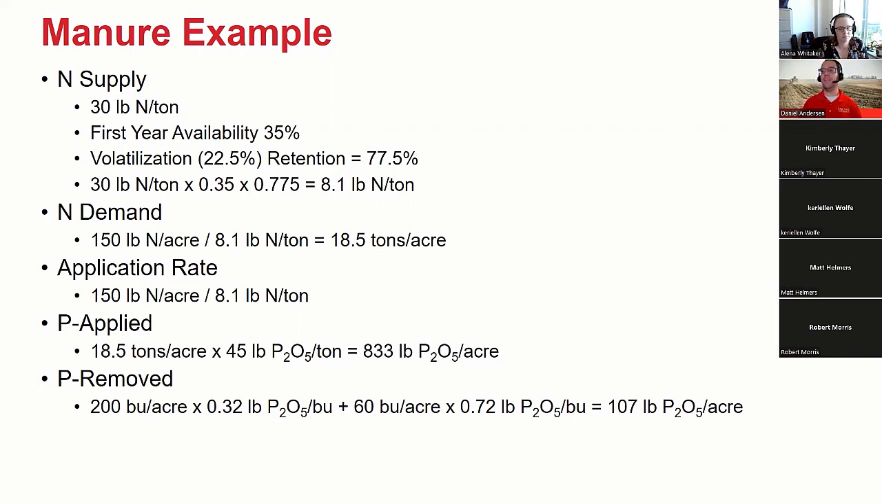And if I compare that to what I'm removing in a 2-year rotation of corn and soybeans with pretty average yield, I'm removing roughly 100 pounds. So it looks to me like I put on 16 years of phosphorus need, right? And that's one of the reasons that Iowa has a phosphorus index tool to help tell us when that's unacceptable, right? When the risk of phosphorus loss is too high to do something like that.